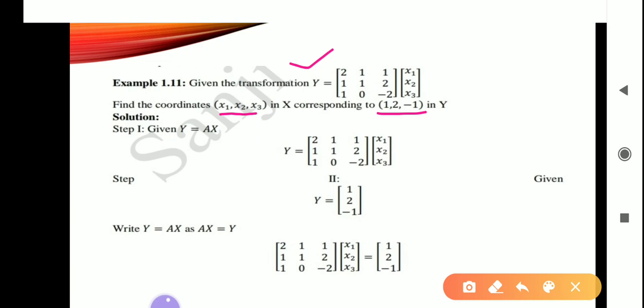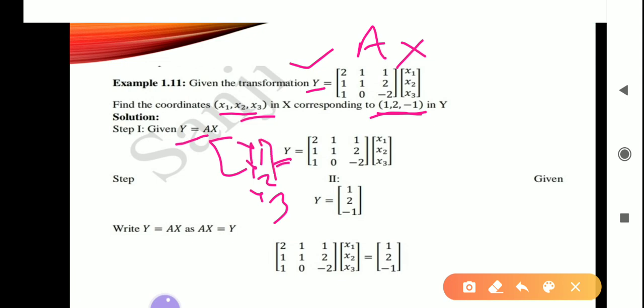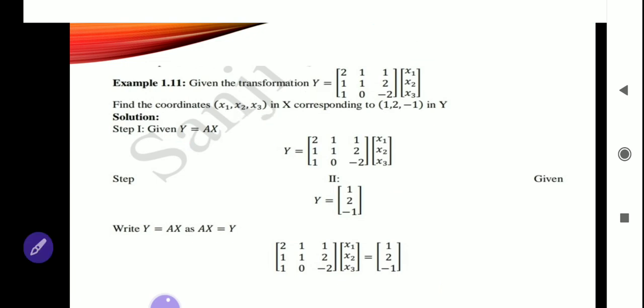So what is the given transformation here? Y is equal to, this matrix is say A, and this is x. So the given transformation is y is equal to Ax, and we have to find x1 x2 x3 in x corresponding to 1 2 minus 1 in y. Suppose instead of y we take y1 y2 y3, then the value of y1 y2 y3 is given as 1 2 minus 1.